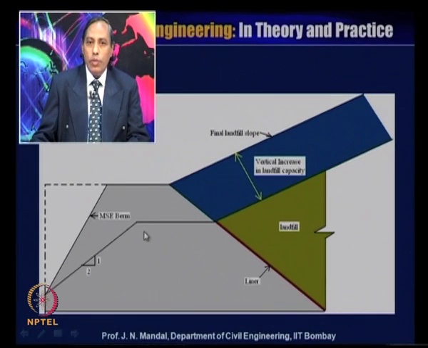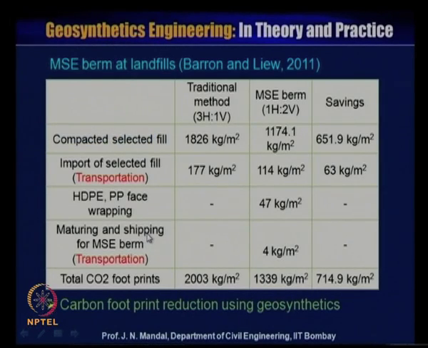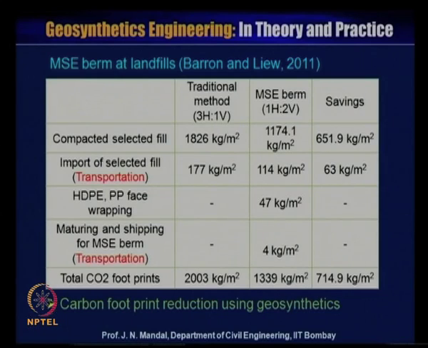So you can reduce the slope, or you can excavate and make a steeper slope, or you can even make a 90-degree reinforced soil retaining wall. Now, you can see this mechanically stabilized earth berm at landfill, this is Baron and Lewis 2011, and this is the traditional method, that is 3 horizontal to 1 vertical. You can see the mechanically stabilized earth berm, this is 1 horizontal to 2 vertical.